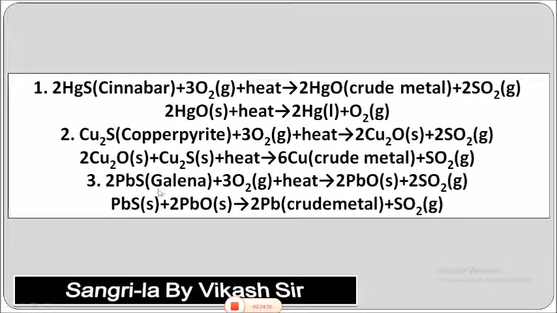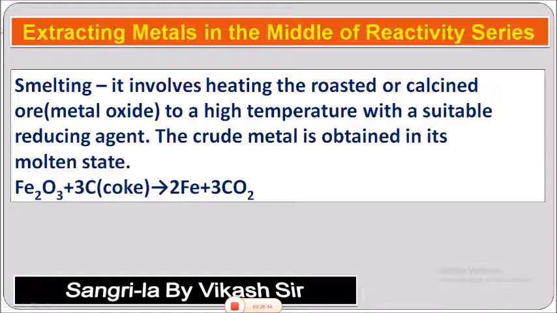Okay, lead sulfide, galena, reacts with oxygen to give lead oxide, and lead oxide reacts again with lead sulfide to give Pb, that is lead. Here also a reduction process is happening. Now, extraction of metals in the middle of the reactivity series: we have already studied smelting.